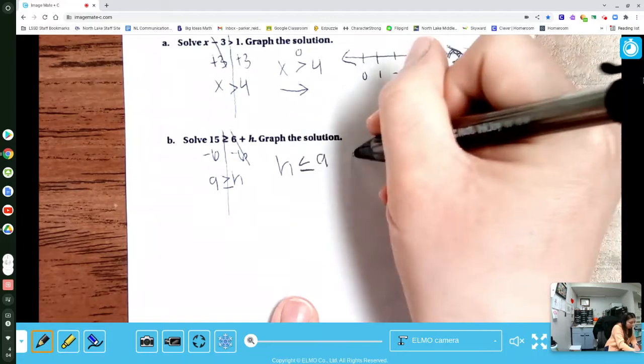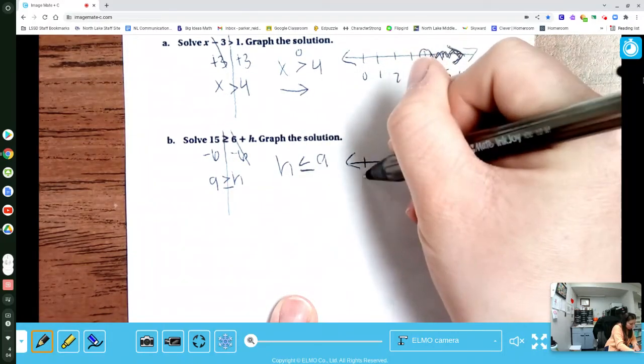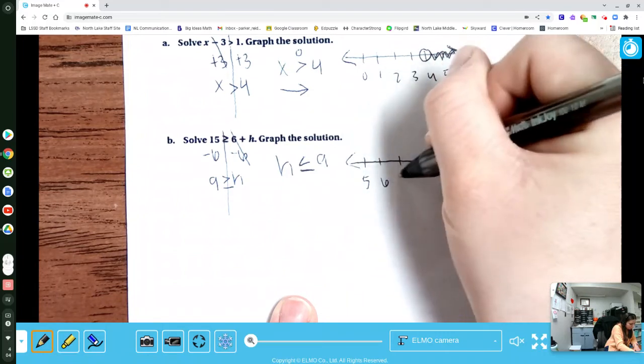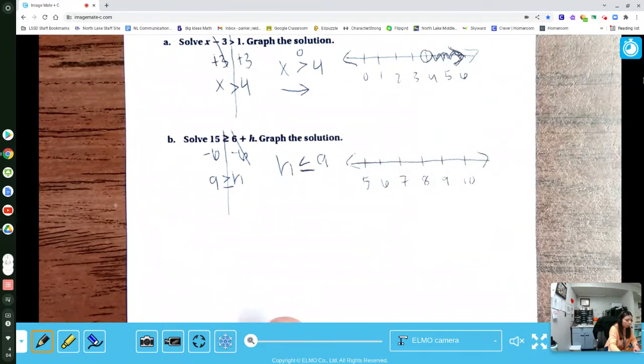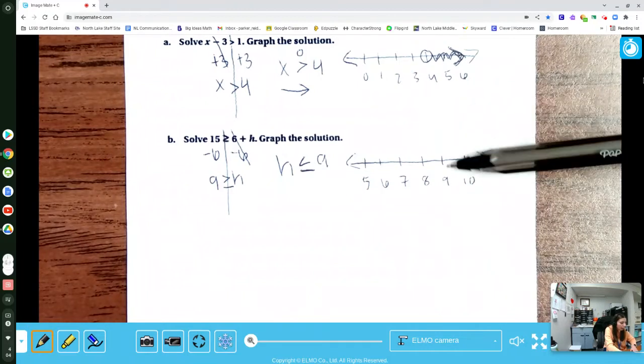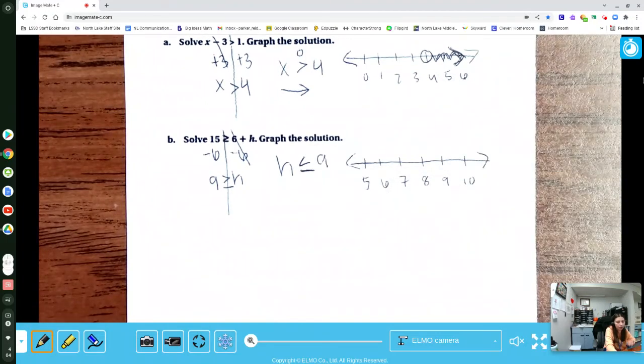Now we're going to graph that inequality. I'm going to start at 5. I'm just randomly choosing to start my graph somewhere where I'll be able to have this number, 9, somewhere on my graph. So I randomly chose to start at 5. You could do anything you like as long as 9 is on your number line.